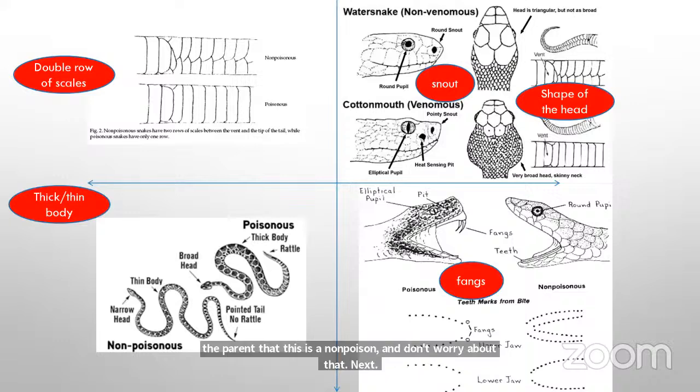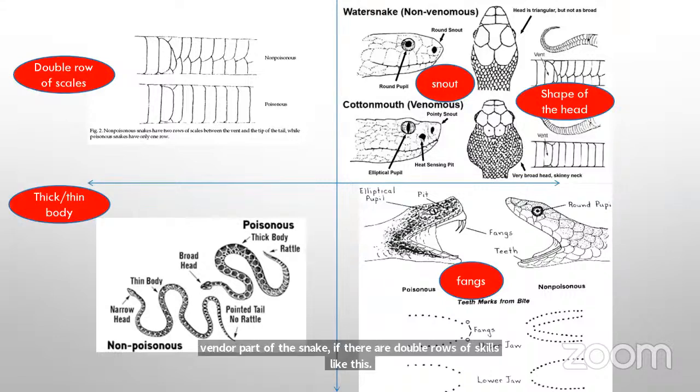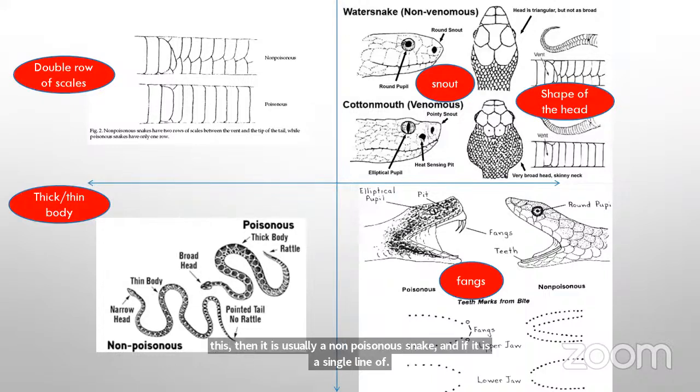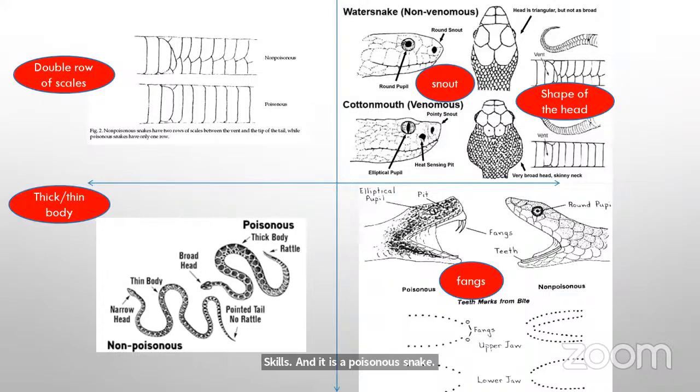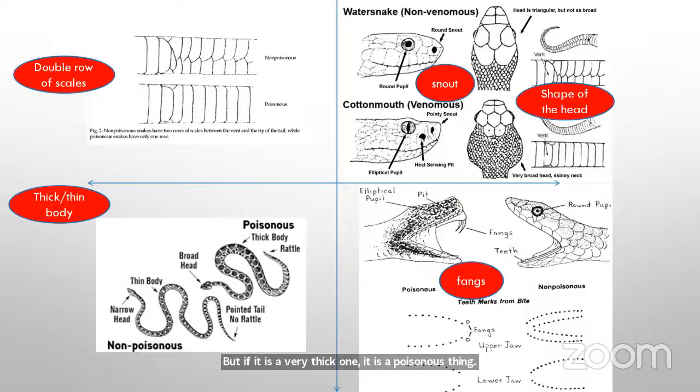madam. So there are a few points which you can distinguish from observing a snake. If you see the ventral part of the snake, if there are double rows of scales like this, then it is usually a non-poisonous snake. And if it's a single line of scales, then it is a poisonous snake. Always remember, if the body of the snake is thin, it is usually a non-poisonous snake. But if it is a very thick one, it is a poisonous snake. Then you can see the snout. If the snout is pointed, it is poisonous. If it is rounded, it is a non-poisonous snake. But the point from our clinical point of view is the fangs. These are the fang marks that you can see.